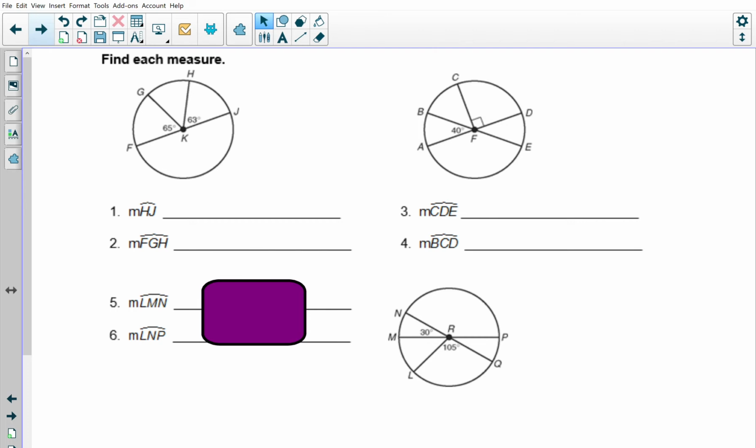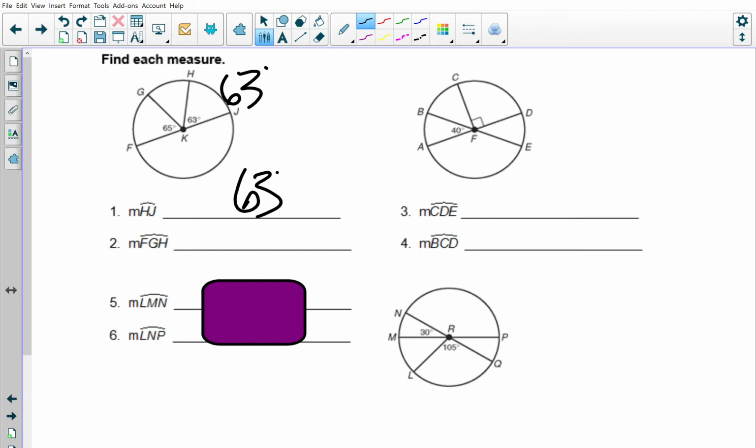So this has to intercept there. Therefore, this has to be 63 degrees. Therefore, this has to be 63 degrees. Now they want to know FGH. That's this guy right here.